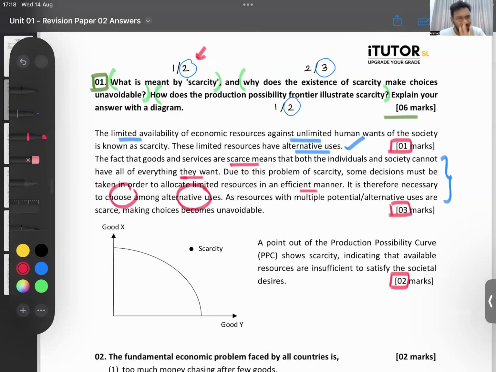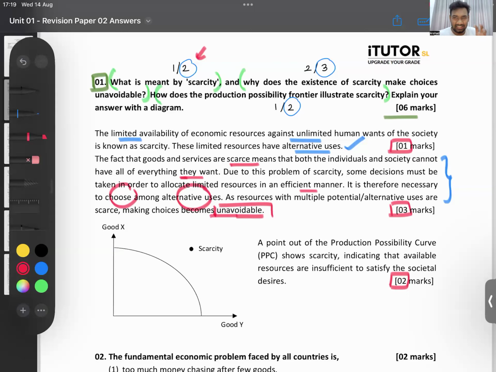Now, you don't have to write my answer. You have to just talk about the key stuff. You have to say, look here, there are so many alternative uses for your scarce resource. It's not possible to make use of all of those. Therefore, you have to make a choice. So that is why choice becomes unavoidable. As resources with multiple potential alternative uses are scarce, making choices becomes unavoidable. You have to make a choice. You can't do everything that you want.